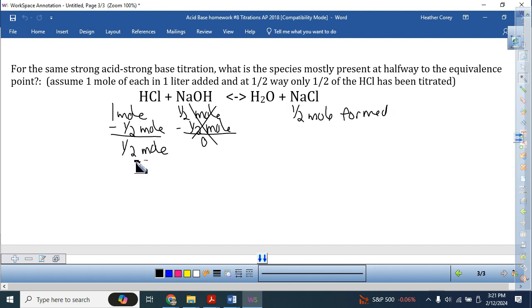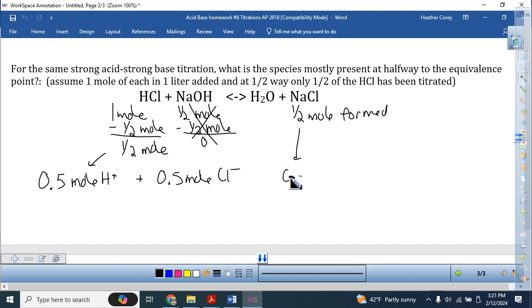So we have a half mole of HCl remaining, which tells us we have a half mole of H plus. Because this completely dissociates, because it's a strong acid, you also have a half mole of the Cl minus remaining. And then on the product side, we have a half mole of Na plus that has formed and a half mole of Cl minus.